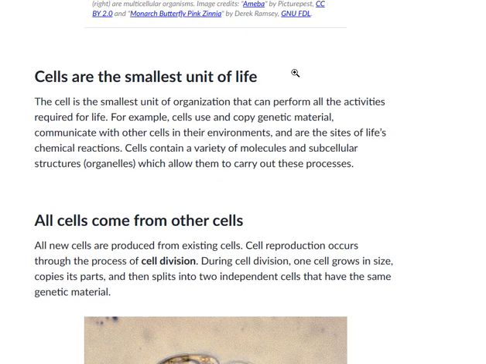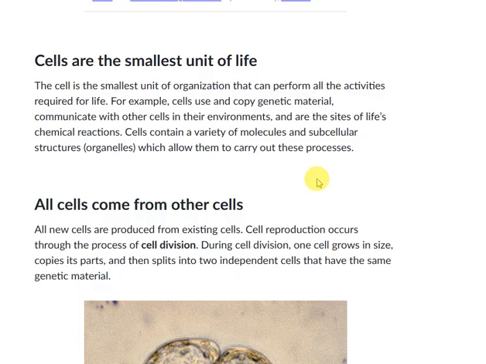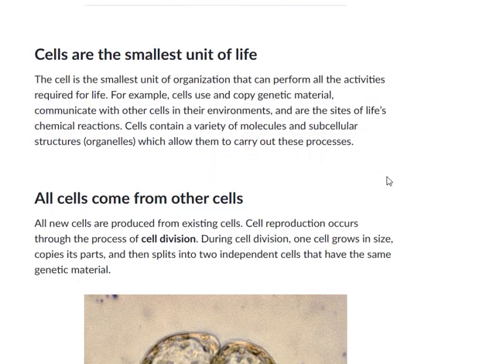Cells are the smallest unit of life. The cell is the smallest unit of organization that can form all the activities required for life. For example, cells use and copy genetic material, communicate with each other and with their environments, and are sites of life's chemical reactions. Cells contain a variety of molecules and subcellular structures, which allow them to carry out these processes.